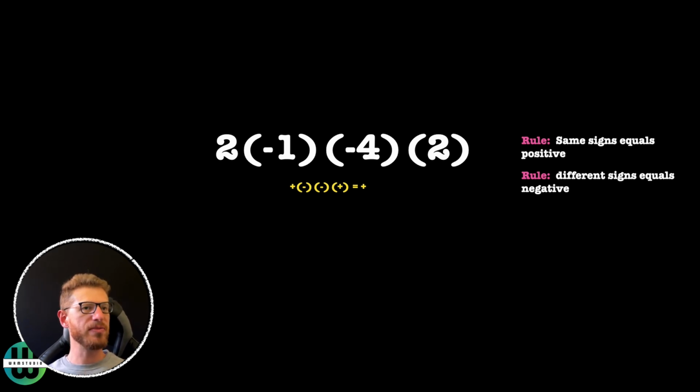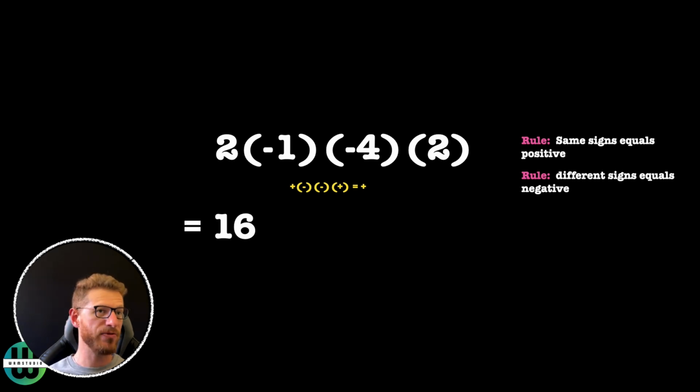A positive times a negative is a negative, times a negative is a positive, and a positive is a positive. So my number will be positive. So now I'm just going to multiply. 2 times negative 1 is negative 2, times negative 4 is 8, times 2 is 16.